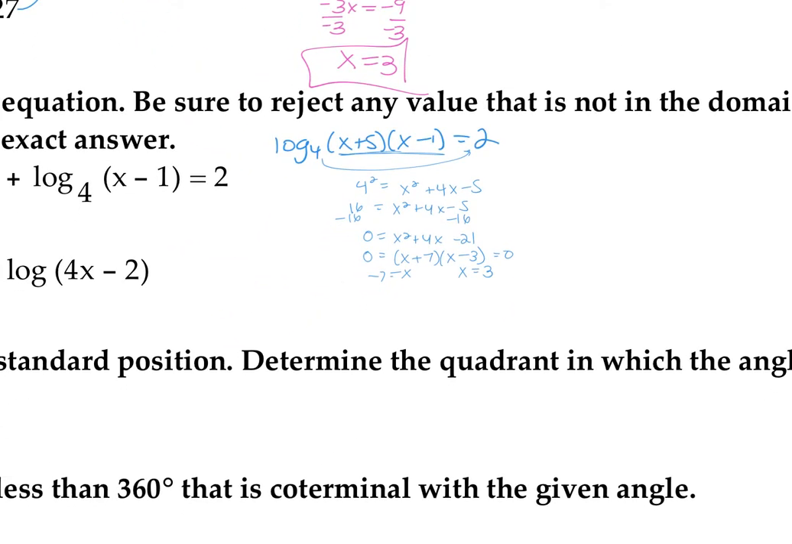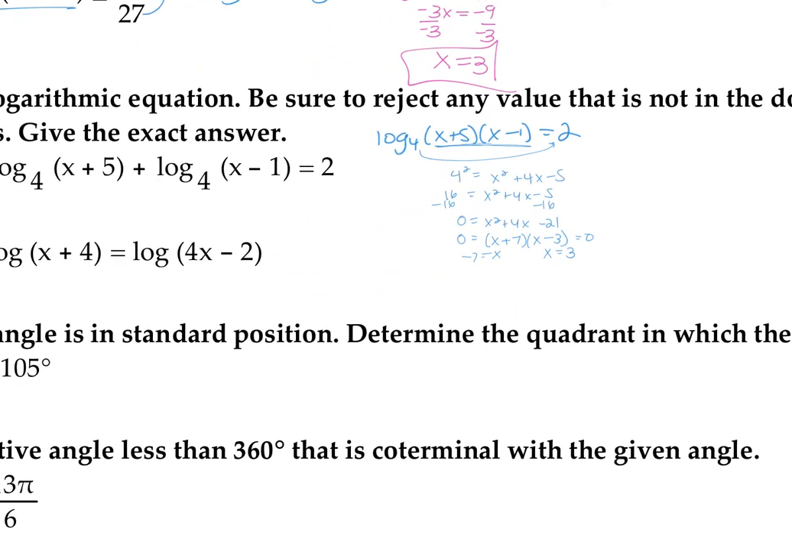Now, because there's a log in my original equation, I have to check these. So if I plug -7 in here, this ends up as -2, and I'm trying to find log of -2. Doesn't work, so I cancel that one out. 3 plus 5 is 8, that's okay, and 3 minus 1 is 2, and that's okay. So I get to keep the 3, but I had to eliminate the -7.